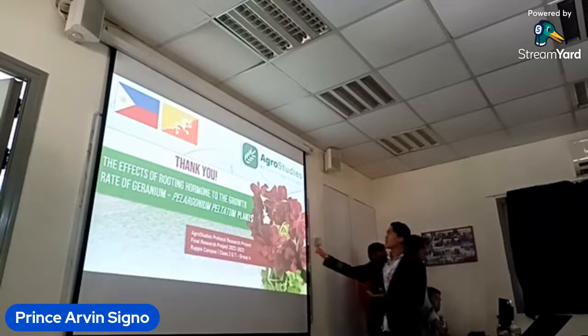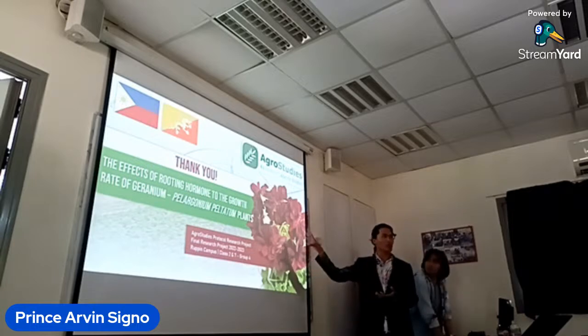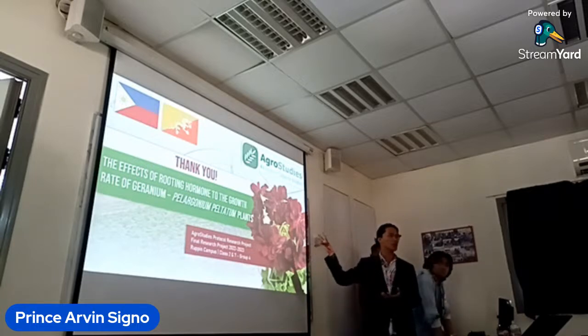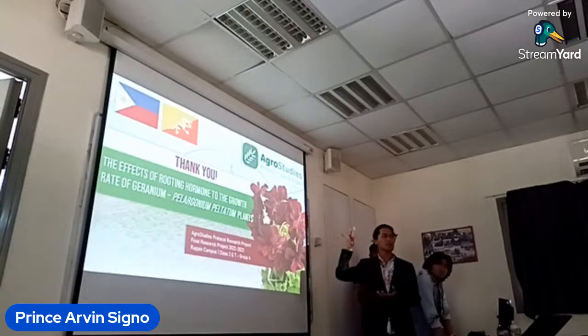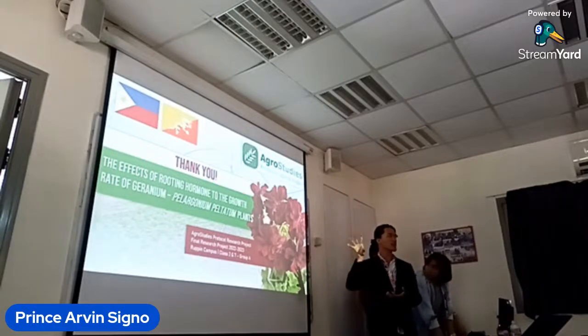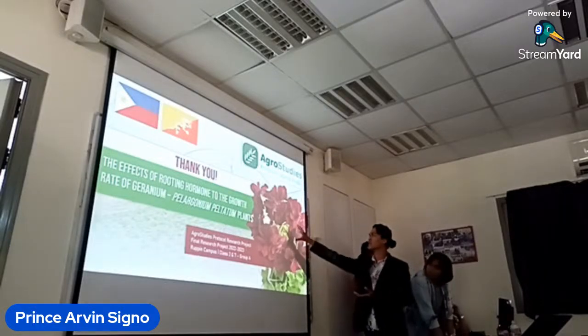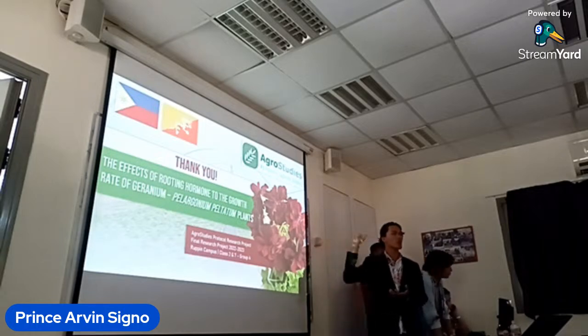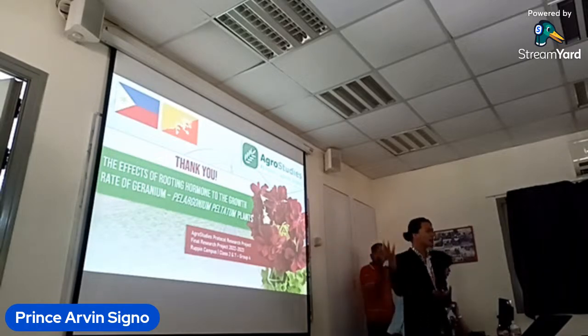As you can see, this picture is the flower of the geranium, Pelargonium peltatum. It is 14 weeks old, taken April 27, 2020. This geranium is beautiful. This is one of the best flowers that the nurseries promoted.